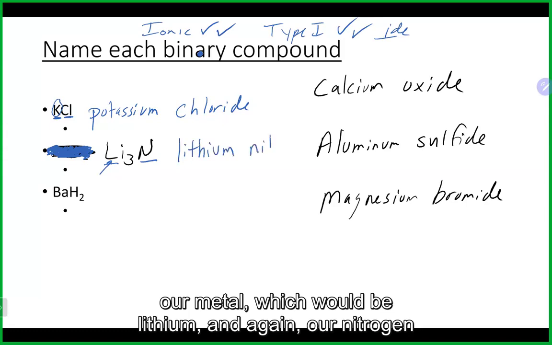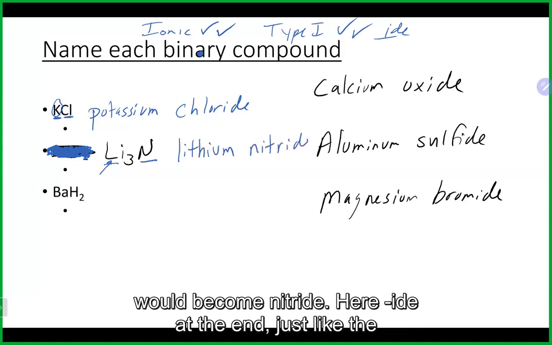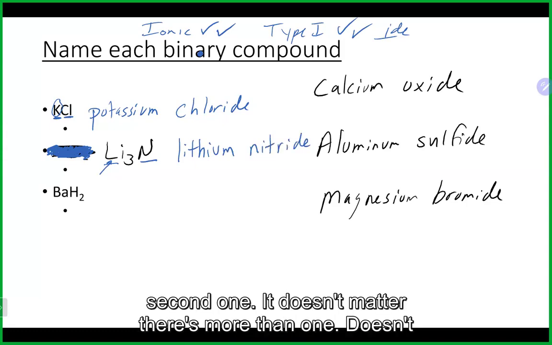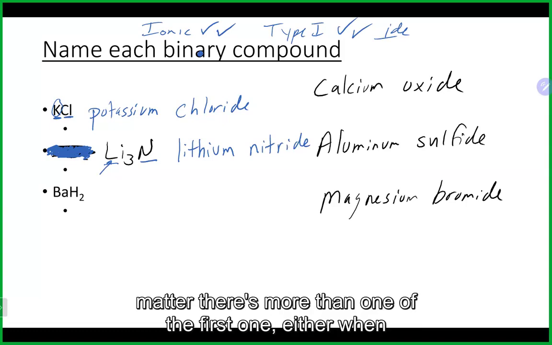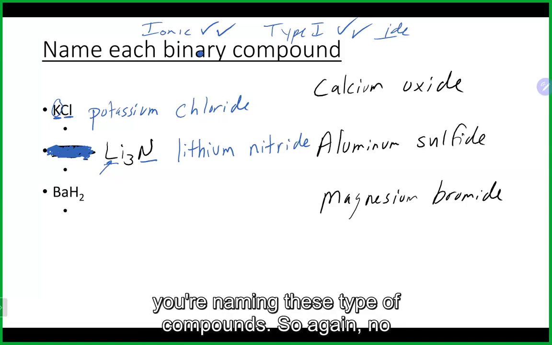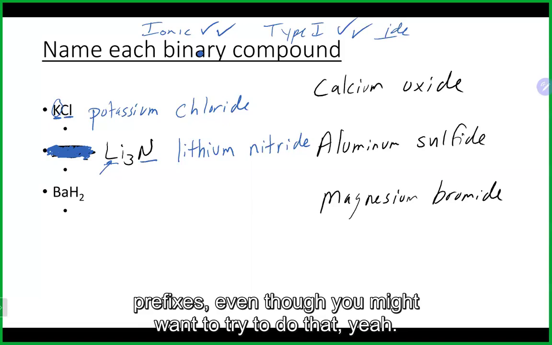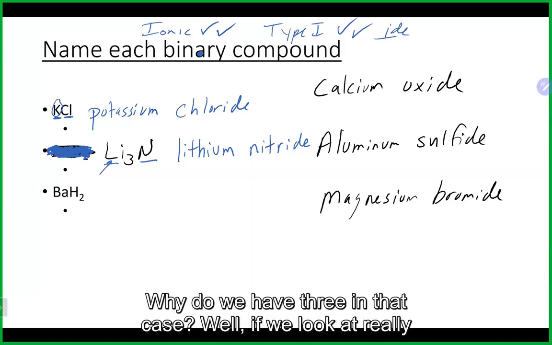And again, our nitrogen would become nitride, with -ide at the end. Just like the second one, it doesn't matter if there's more than one. It doesn't matter if there's more than one of the first one either when you're naming these types of compounds. So again, no prefixes, even though you might want to try to do that. Why do we have 3 in that case?